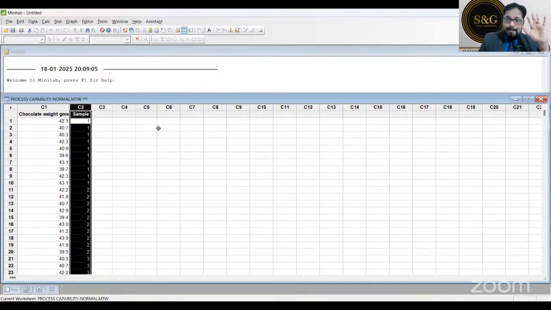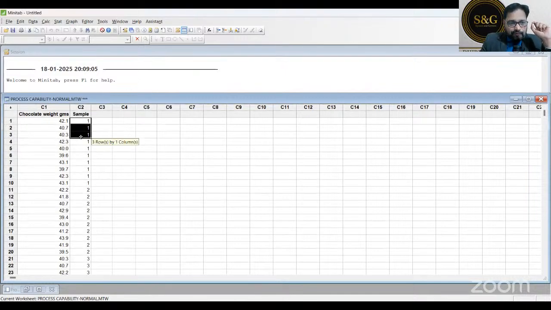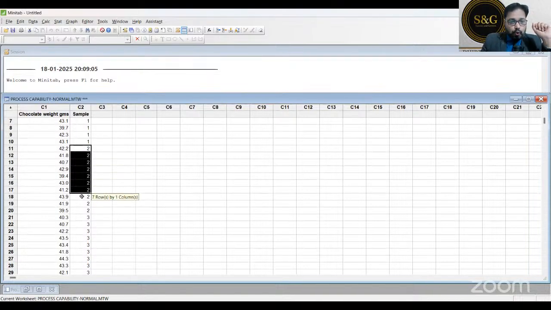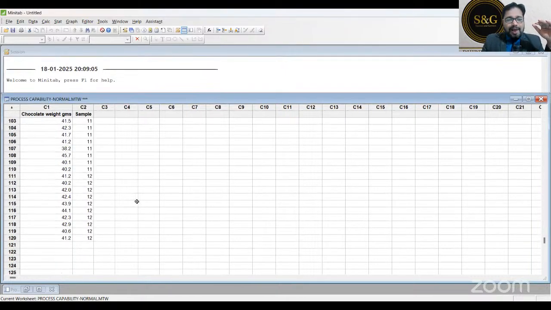Now, what is this sample column? Try to understand this. The sample column is sample 1, 1, 1, 1, 1, ten times. Against 2, 2, 2, 2, 2, ten times. Again 3, ten times, 4, ten times, etc. If you see, 12 samples have been taken.